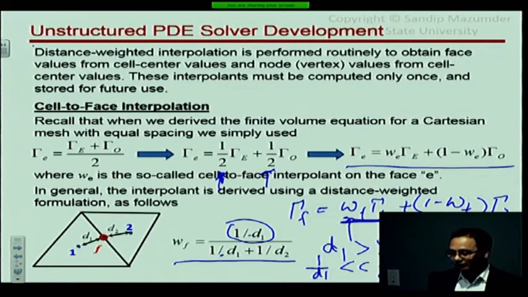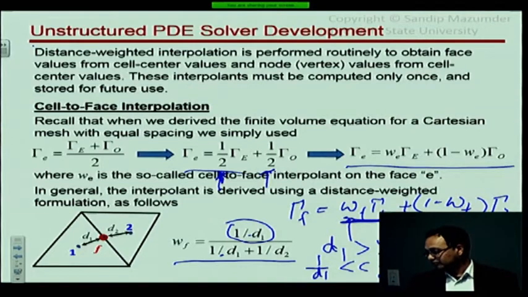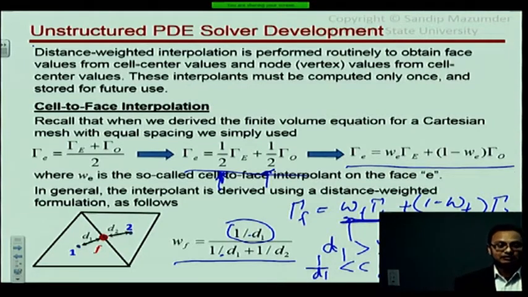All right, so that's distance weighted interpolation. Now, of course, one could do Taylor series expansions and derive the truncation errors associated with those kinds of interpolations, and it's easily doable for a Cartesian mesh. Again, difficult to do for an unstructured mesh. But typically, if you do this for a Cartesian mesh, you will find that it's delta x squared, as we've seen before.